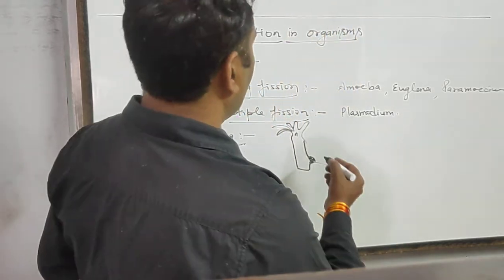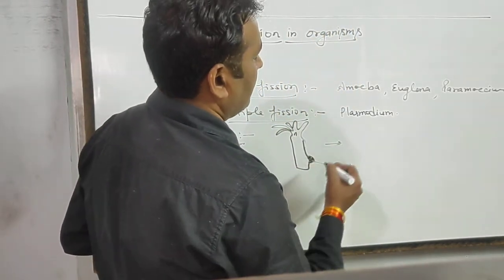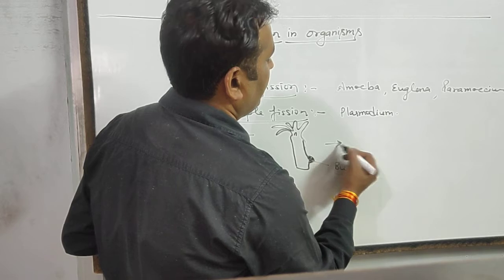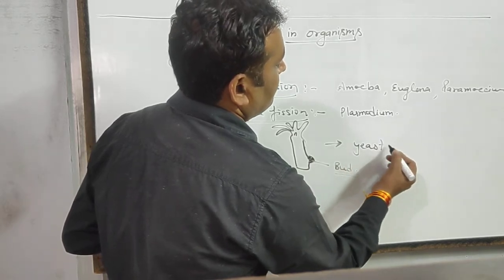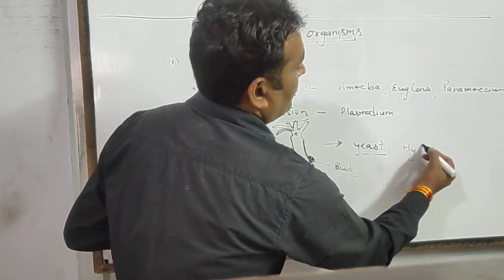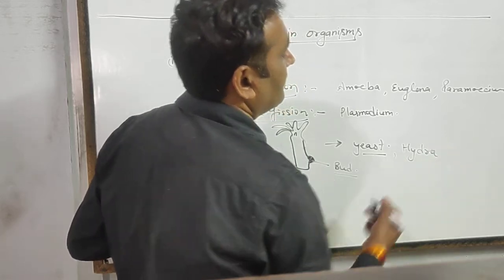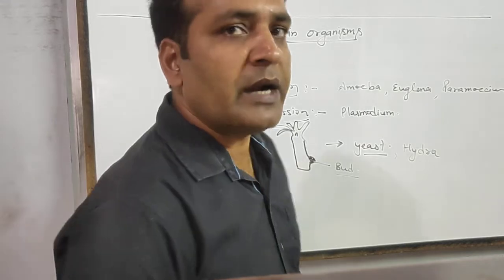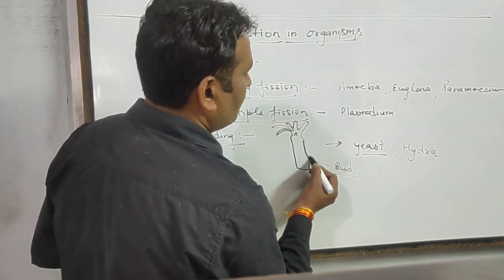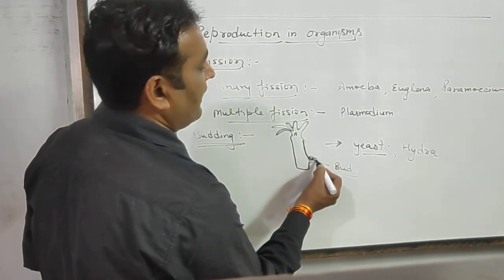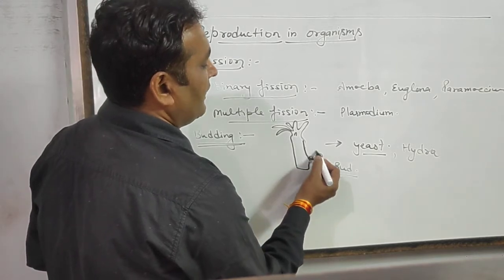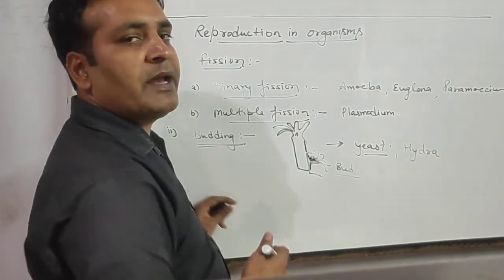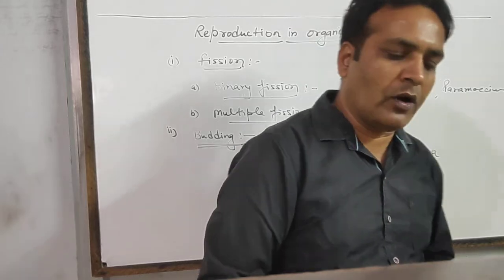In case of hydra as well as in case of yeast, the mode of asexual reproduction called budding occurs. The bud is an important outgrowth which sprouts to produce. In case of hydra, it will develop into tentacles and detach from the parent to behave as a new organism.